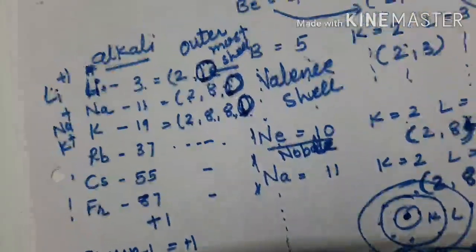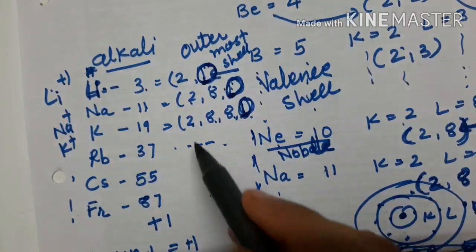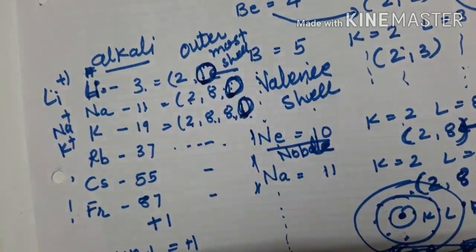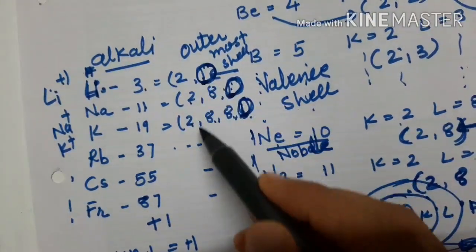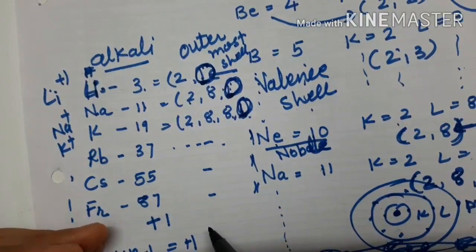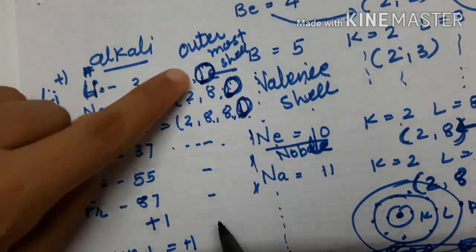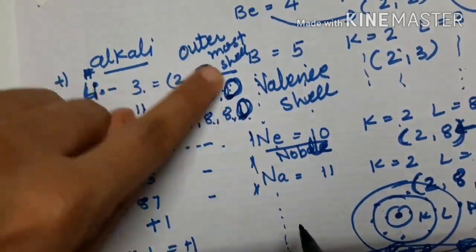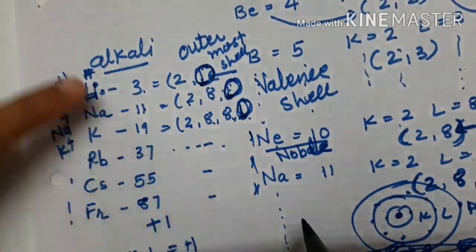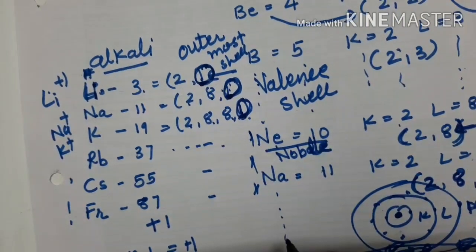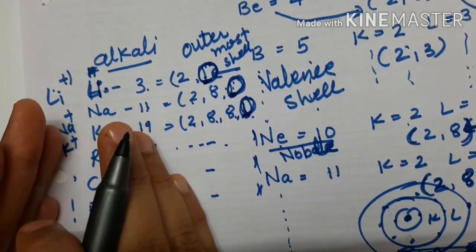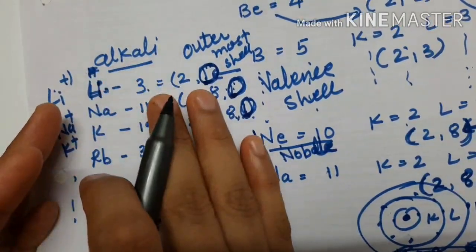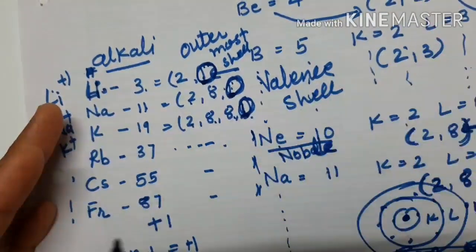Because the electronic configurations are in a particular manner, 2, 2, 2, 8, 8, 1, 1 like this, and they have the same valence shell or outermost shell, they have the same type of characteristics, chemical and physical. This is one example of the alkali group, the first group. The other groups are arranged in the same way.